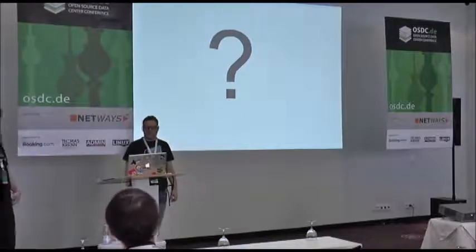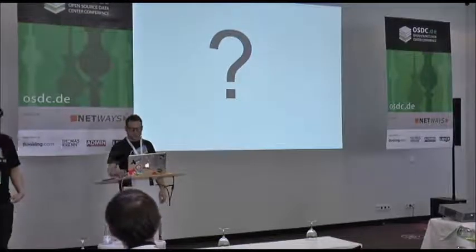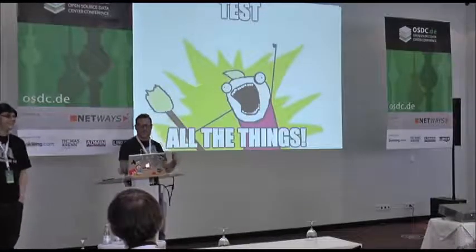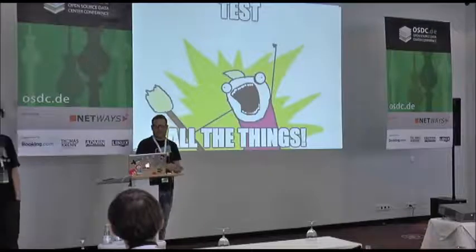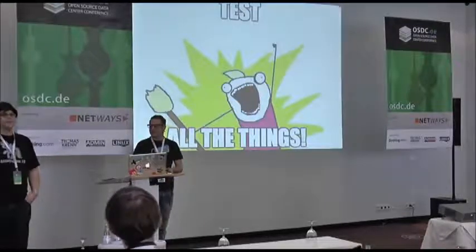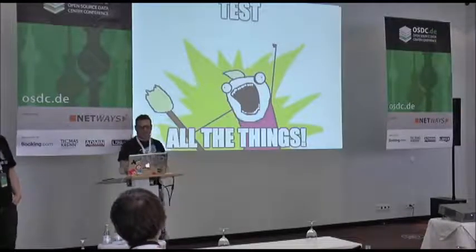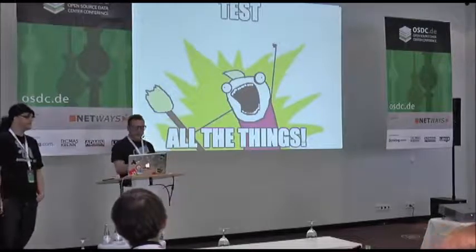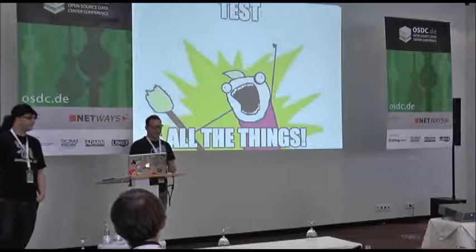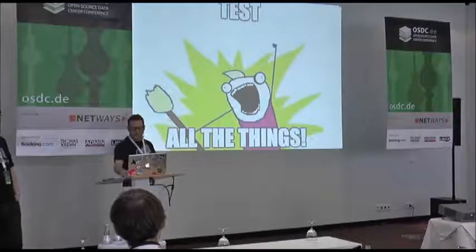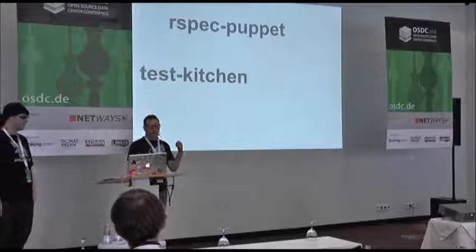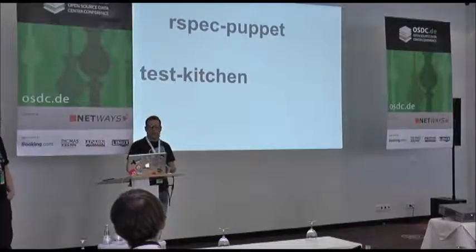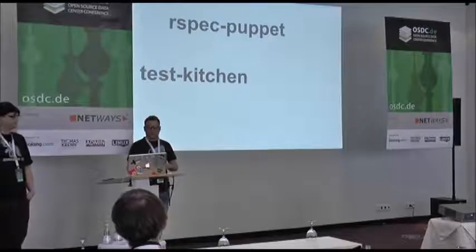Yeah, so actually what we do in software engineering is test all the things. Because then we can make sure we don't break anything, and we can also make sure that we always have some working code. And so luckily, in the configuration management world, there's a lot of tools that help us. So we could start with RSpec Puppet or test in the Puppet world and Test Kitchen in the Chef world, for example.